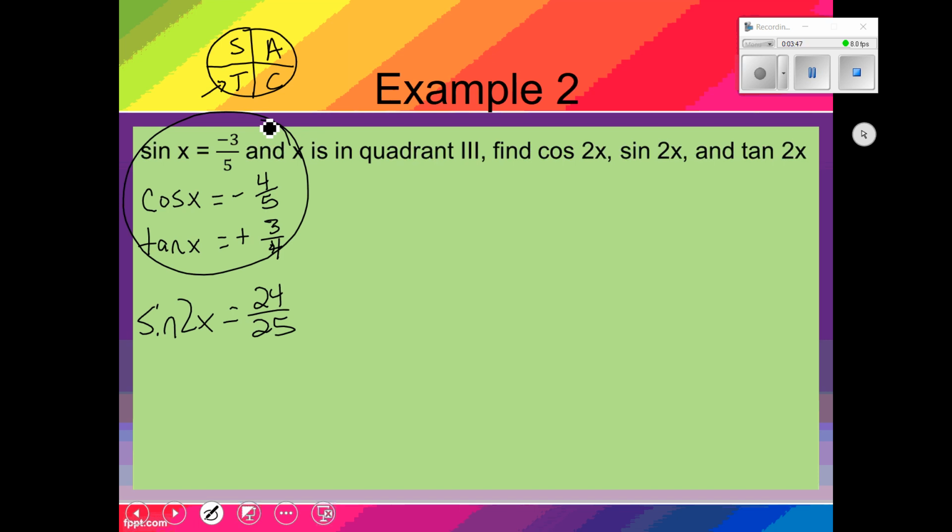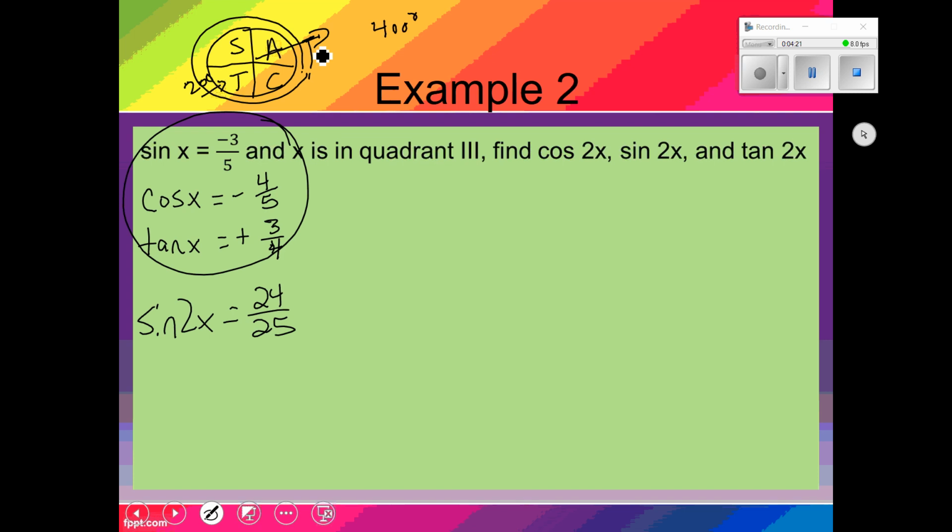But if I double this angle, let's think about it. Give me an angle that's in quadrant 3. How about 200? If I double that, that would be 400 degrees. Let's think about where it's going to end. All the way around would be 360, and then the extra 40 would put you in quadrant 1. So it could be that you're in quadrant 3, and when you double it, you end in quadrant 1.